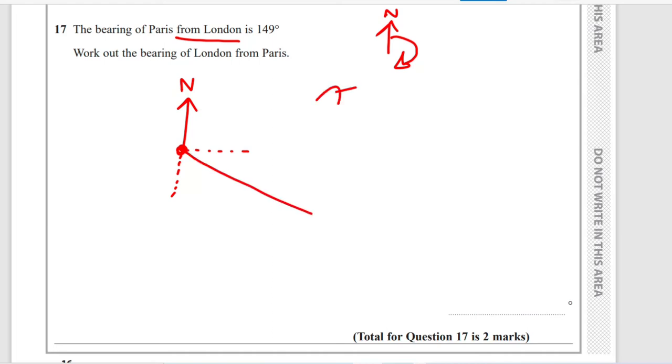Actually, this is a bit too close to the thing. You want to draw 149 degrees. So I'll say probably somewhere a bit closer to the bottom. This is roughly 149 degrees. You can use a protractor if you want, but it's not necessary. But as long as it's bigger than 90. Now this is going all the way to here. We can call this point from London all the way to Paris. So that's what they want. That's a bearing. That's what the first sentence means.